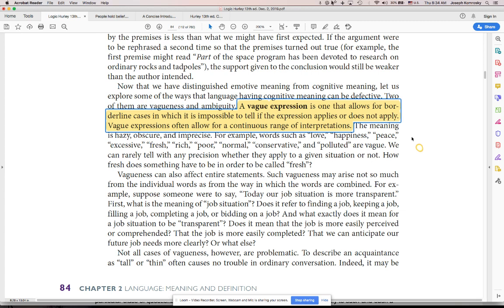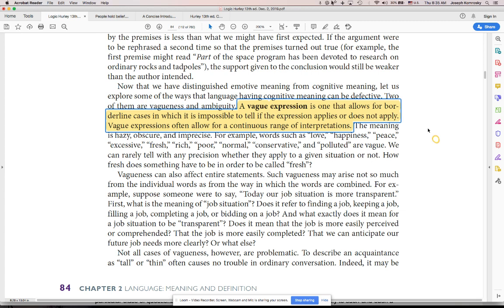Well, it's vague because you don't know if it applies, and it can give you a continuous range of interpretations until somebody comes along and gives you exact information. "This is what I mean by cold." "Oh, okay, that makes sense." Or when somebody says, those poor people, you might say, yeah, those poor people.